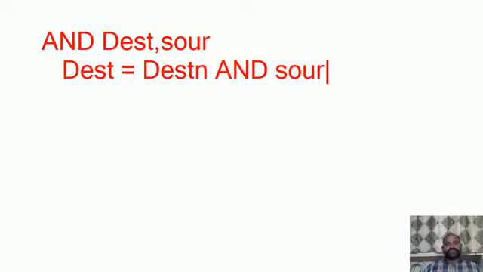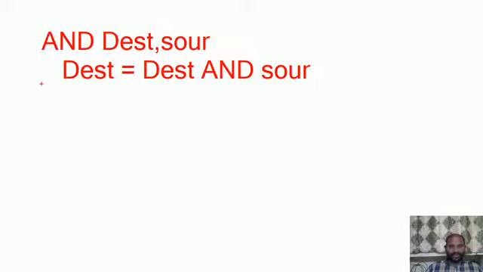It performs the logical AND operation between the destination and source, and stores the final result in the destination. Here, what exactly is the AND operation? The AND operation is a bitwise operator. It is not bytewise. It is a bitwise operator. I think all of you know exactly what the AND operation is.